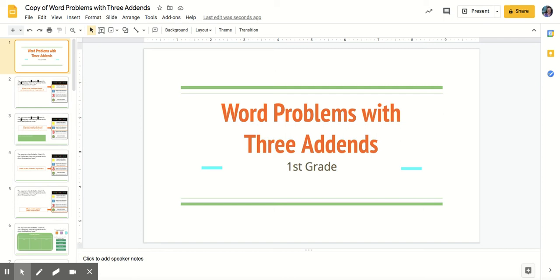Hey friends, so we are continuing to work on word problems, but this time we're not going to just use two numbers, but we're going to use three numbers. And that's okay because we still have to use the same strategies to solve it. We just have an extra number to work with. So let's jump right into the first one.